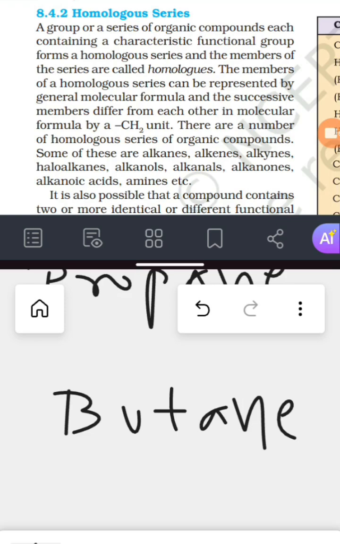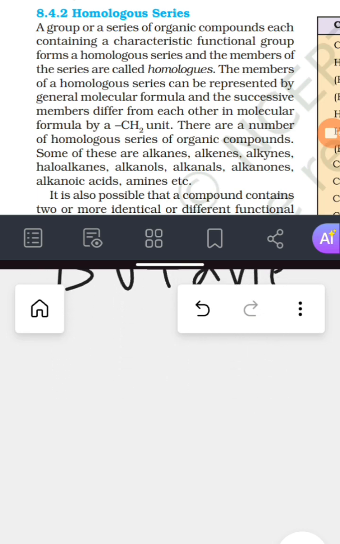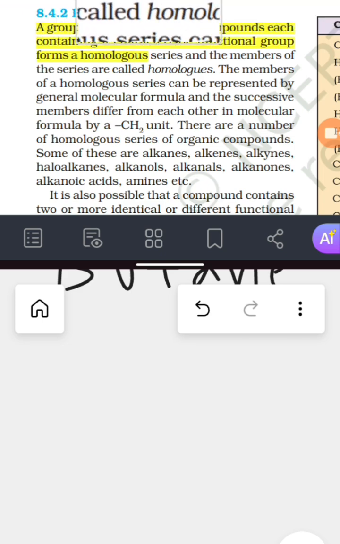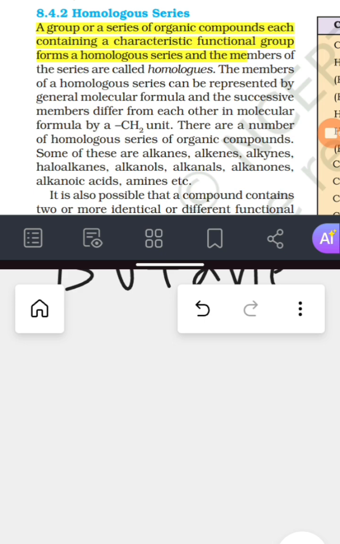That means methane became ethane, ethane became propane, propane became butane, just by adding CH2 group. So that is actually homologous series. What he is saying is, a series of organic compounds, each containing a characteristic functional group, forms a homologous series. I am just giving the example of alkanes.